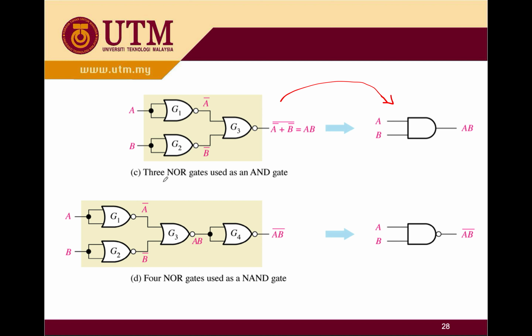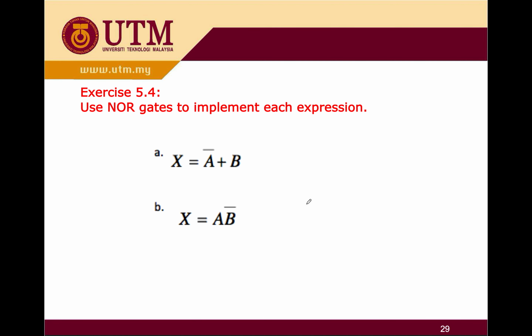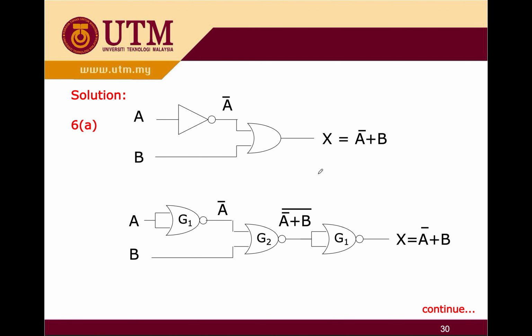If this one is NAND gate, you're going to get what? OR gate. So if you have 4 NOR gates, then you will get the NAND gate. While if you have 4 NAND gates, you will get NOR gate. So this one is similar. Please try to do it. If you have this, you just represent it similar to the solution given for the NAND gate.